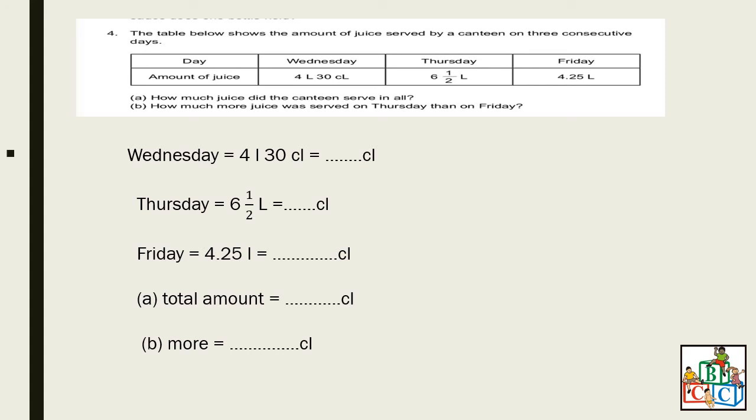Then you're going to work out for B how much more juice was served on Thursday than on Friday. So, okay, I guess when you're going to convert to centiliters, it's easier for you. Nonetheless, if you have another idea in mind, you're welcome to work out your own way. Let us see the next question.